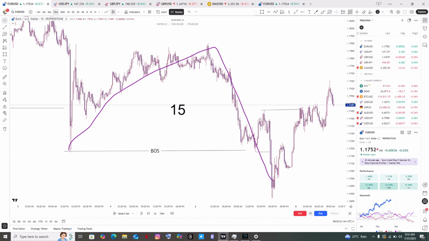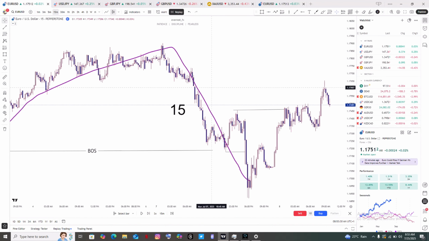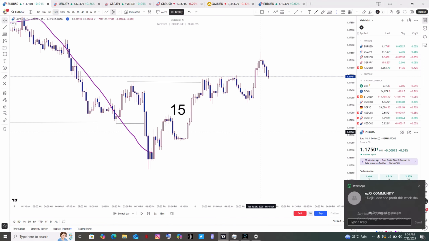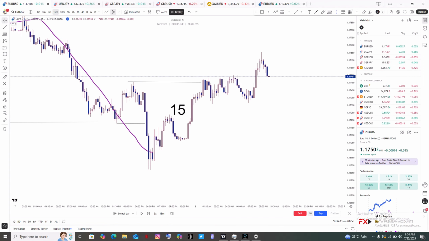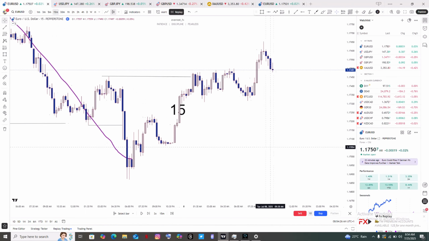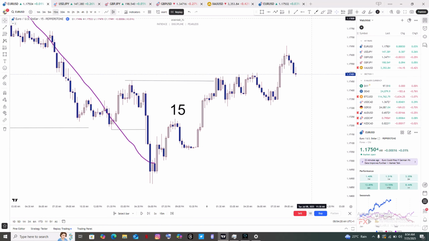I hope you guys understand. On a 4 hour, each candle is 4 hours. On a 1 hour, each candle is 1 hour. And on a 15 minutes, each candle is 15 minutes. We are on a 15-minute time frame now. Now, this is 15-minute structure.